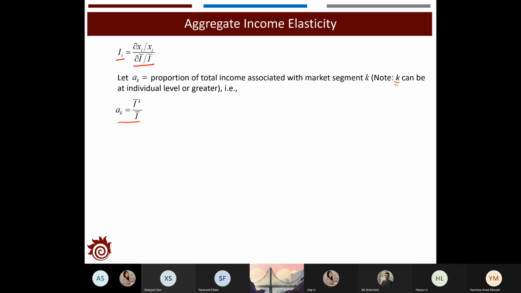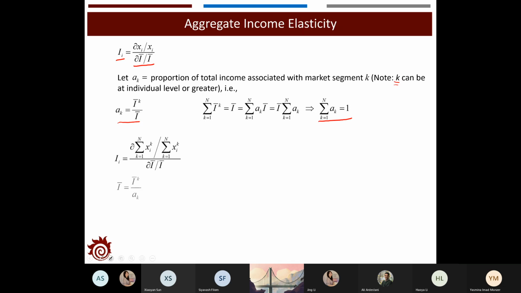K here will represent the individual, or in the future it can also represent a group of persons. But let's keep it simple as each individual consumer. And for the AK, we have the summation of the AK equal to 1. Then by introducing this new variable, we can do some derivation. Again, I'm going to skip the derivation.